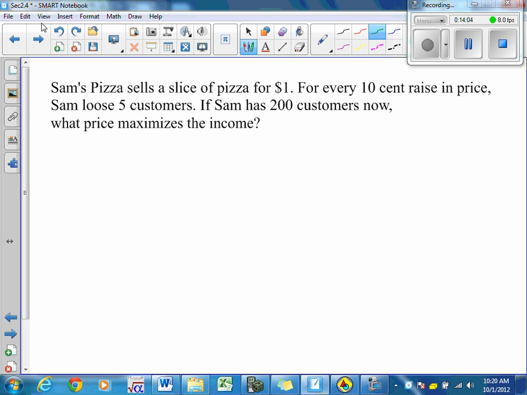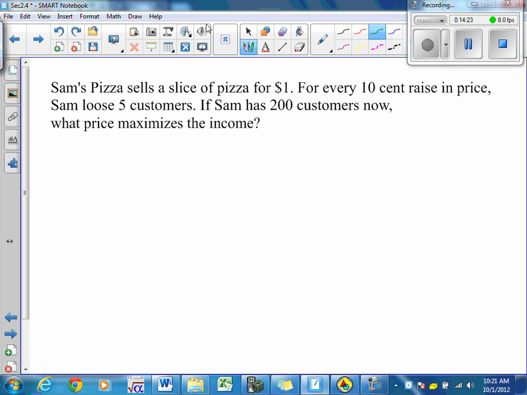And they say they've done some research that they know if they raise the price 10 cents, 5 people are going to say, okay, you know what? That's too much. I can no longer buy it. Okay? So let's first look at getting a grasp of what this problem's asking.